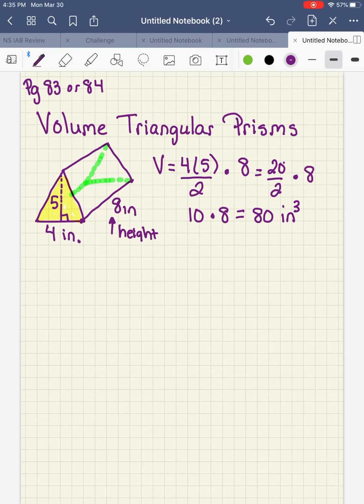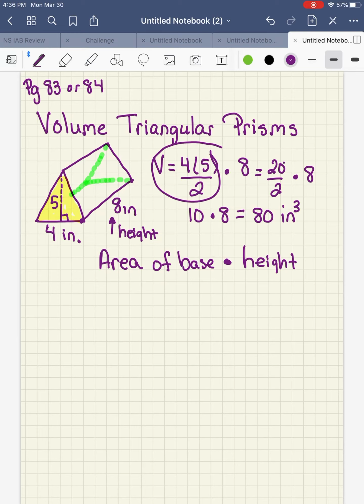Okay, again, the volume of any prism is, and you don't have to necessarily rewrite this one in your notes, the area of the base, which in this case was the triangle, times the height. So that's how we got the area of the base, which is right here, times that height of 8, right? And that's how we came up with 80 inches cubed. That is it.